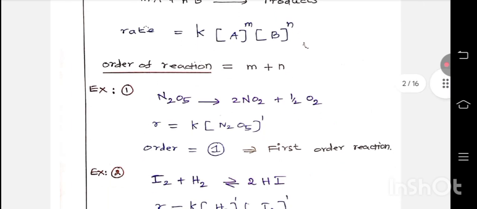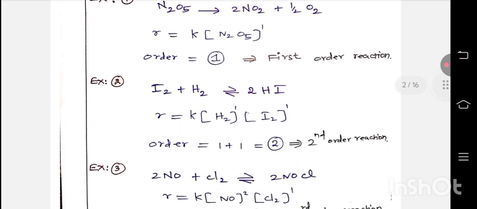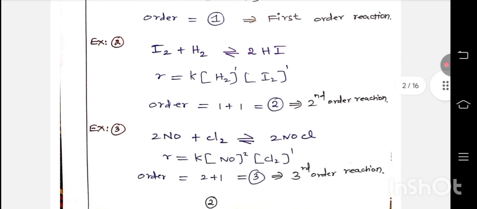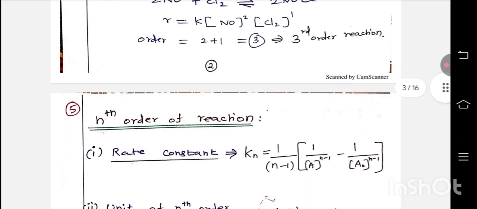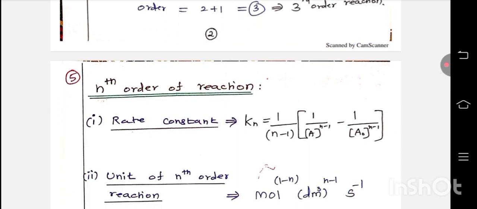3 example பார்க்கலாம். First example, the nitrogen pentoxide decomposition reaction, rate equal to K [N2O5] power 1. Therefore, order equal to 1, first order reaction. Example 2, hydrogen iodide formation, rate equal to K [H2] 1 [I2] 1. Therefore, order 1 plus 1 equal to 2, a second order reaction. Third example, nitrosyl chloride formation reaction. Therefore, order equal to 2 plus 1 equal to 3, third order reaction.